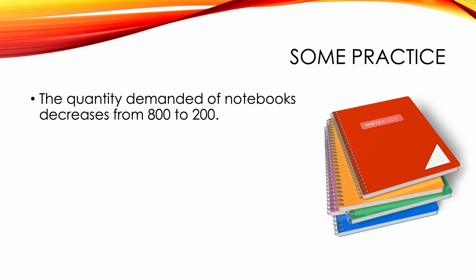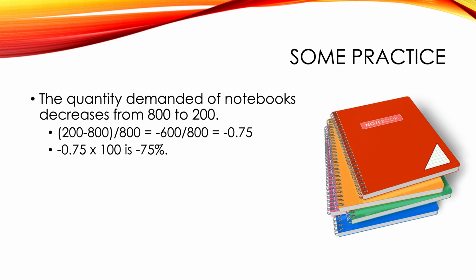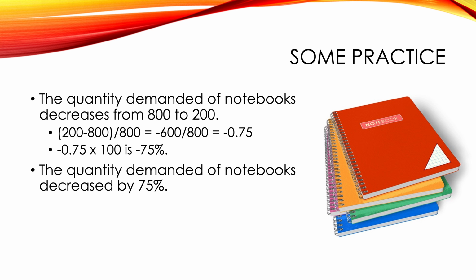And so if we plug everything in, new minus old divided by old, it would look like this. 200 minus 800 divided by 800. 200 minus 800 is negative 600. Divide that by 800, and you're going to get negative 0.75. Again, we want to turn that into a percentage. So we'll go ahead and multiply negative 0.75 times 100, and that's going to give us negative 75%. So the answer to this question is, the quantity demanded of notebooks decreased by 75%.